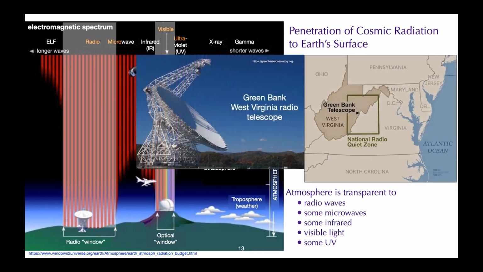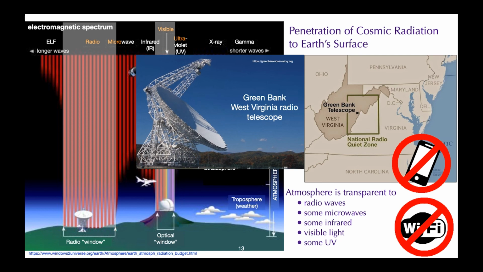One such telescope is at Green Bank, West Virginia, where there is a radio exclusion zone. No cell phones or other wireless devices can be used there because the signal interferes with the radio telescope. Consequently, it is a good place for those who are electrically hypersensitive to go to recover.